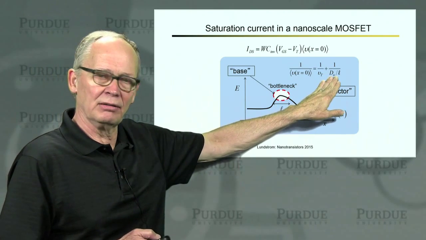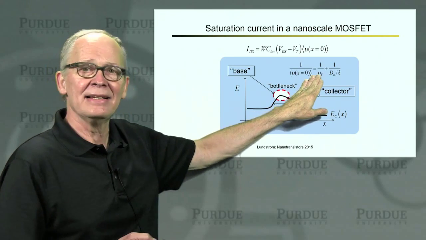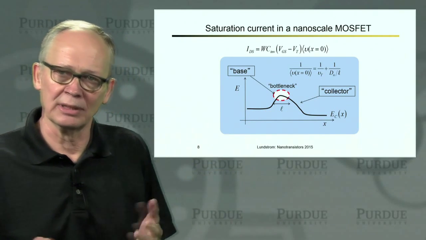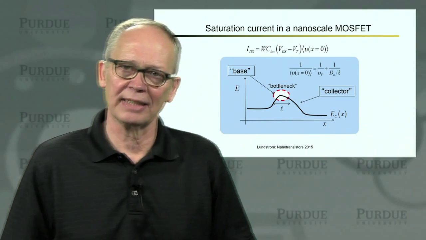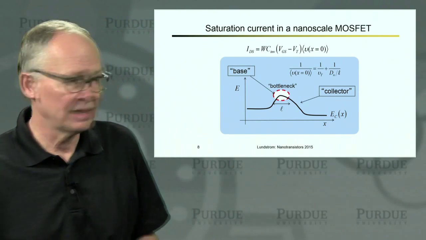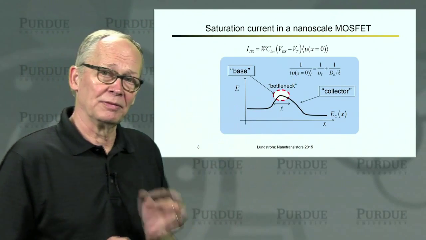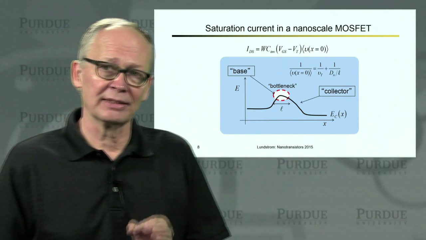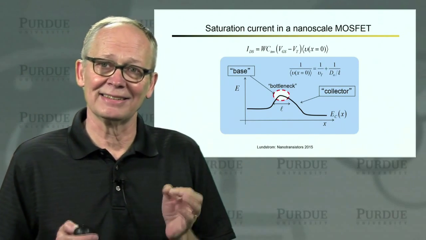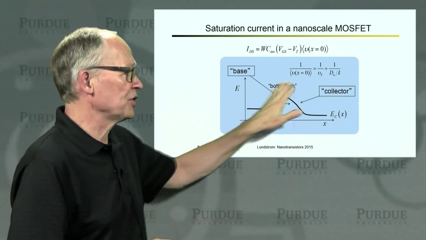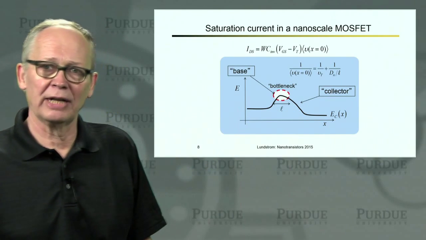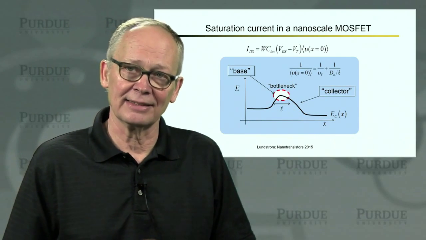Because if D over L gets bigger than the thermal velocity, then it's the thermal velocity that will limit the velocity across that region. Then we would be in the ballistic limit. Turns out, people could build very narrow-based bipolar transistors a long time ago, in the 1970s actually. And expressions like this were used to describe those bipolar transistors in the 1970s.